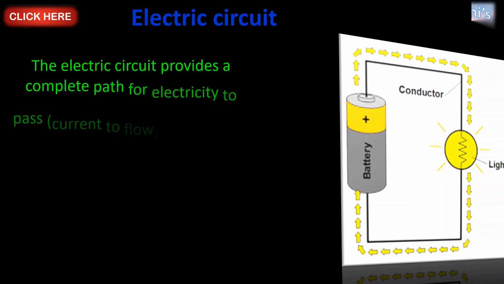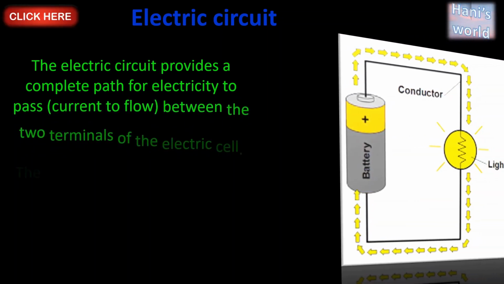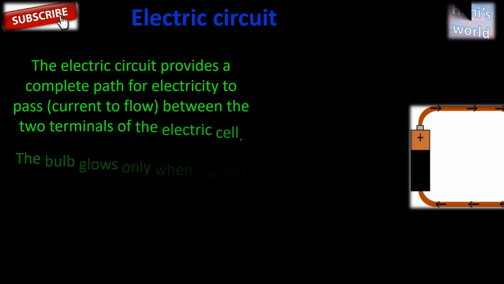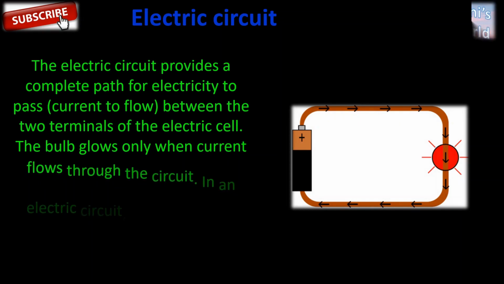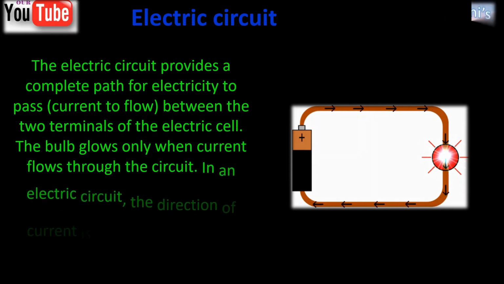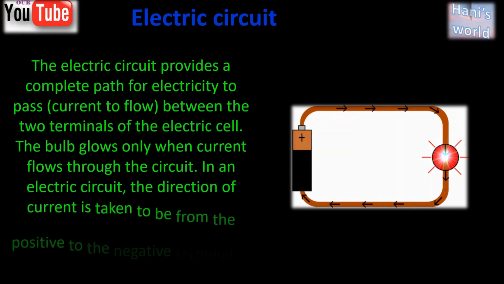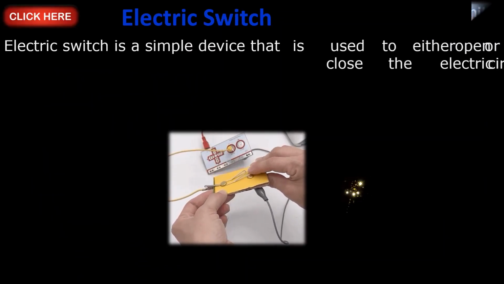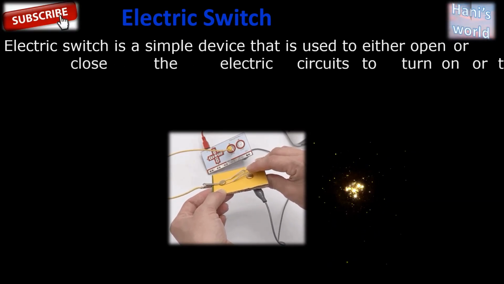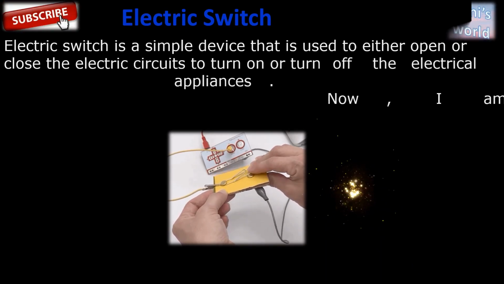Electric circuit. The electric circuit provides a complete path for electricity to pass between the two terminals of an electric cell. The bulb glows only when current flows through the circuit. In an electric circuit, the direction of current is taken to be from the positive to the negative terminal of the electric cell. Electric switch. An electric switch is a simple device that is used to either open or close the electric circuit to turn on or off the electrical appliances.